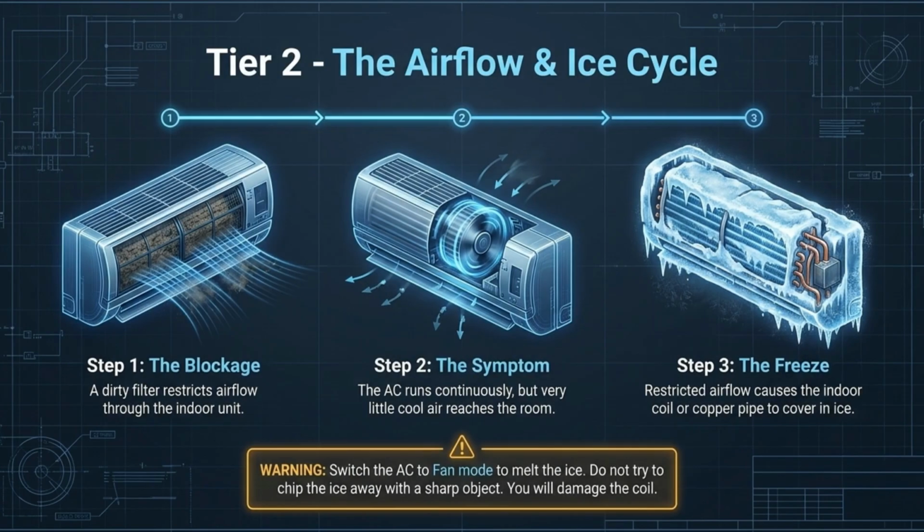A dirty filter blocks air, leading to continuous running and eventually causing the coil to freeze. If you see ice, switch the unit to fan mode to melt it naturally. Never use sharp objects to chip away ice, as this will damage the coils.